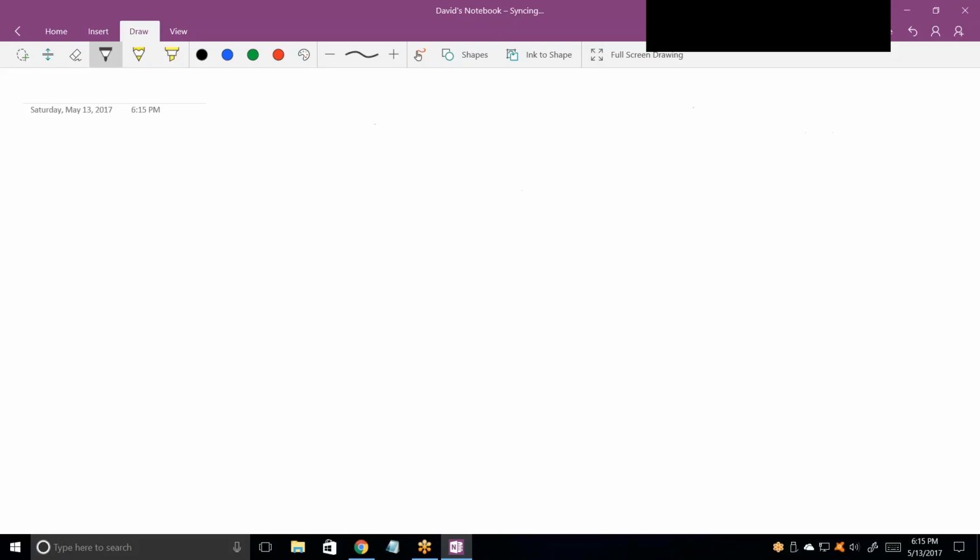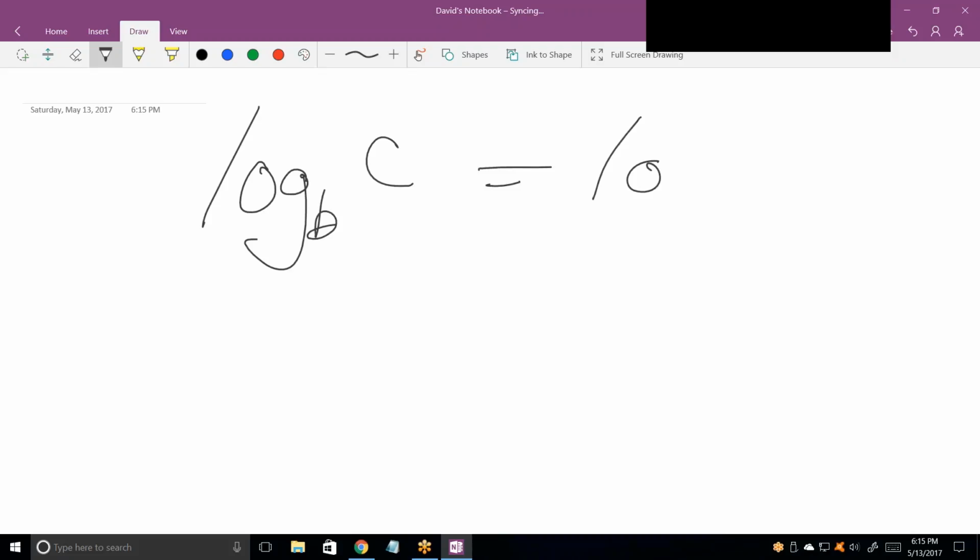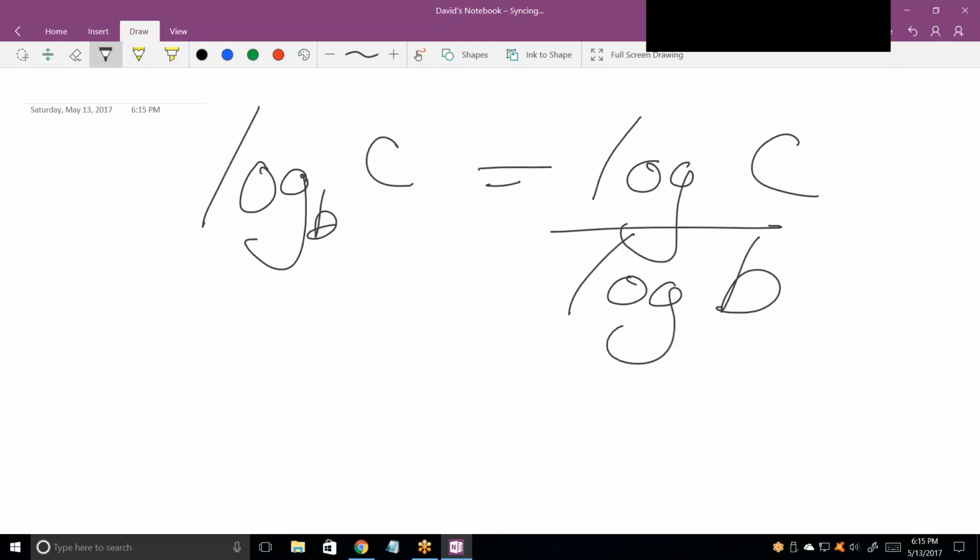All right. That's the change of base formula. It's that simple. In other words, the log base b of c is the log of c divided by the log of b. That's how simple it is. Okay. The upper divided by the lower.